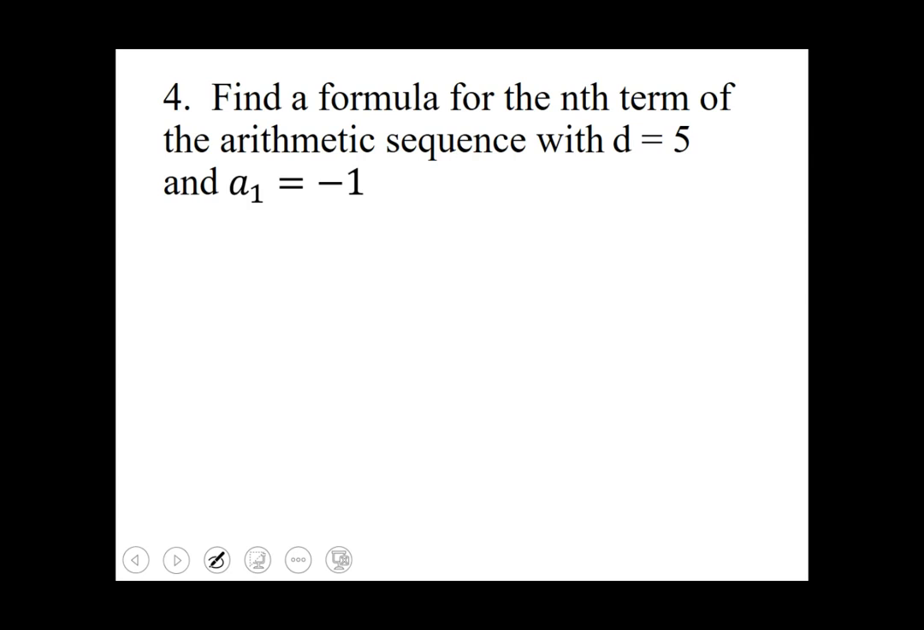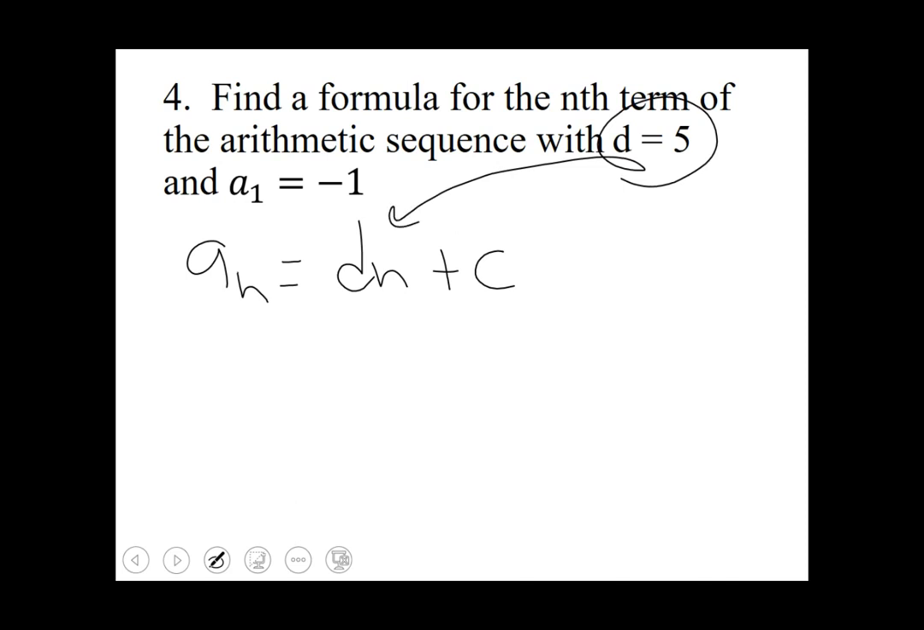Find a formula for the nth term of the arithmetic sequence if d is 5 and the first term is -1. Because we have the first term, we're going to go ahead and use the form a sub n equals dn plus c. The good news about this is we already know what d is, so no need to solve for that. In order to use this form of the equation, we would have to know what c is. Remember that c is essentially the 0th term, which is, of course, the y-intercept.